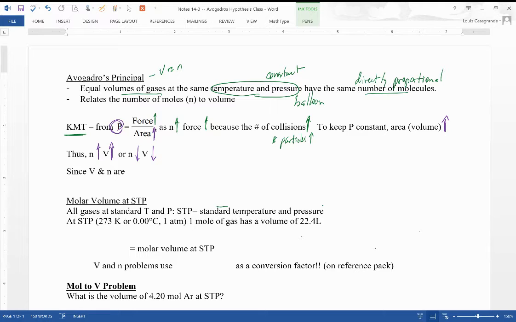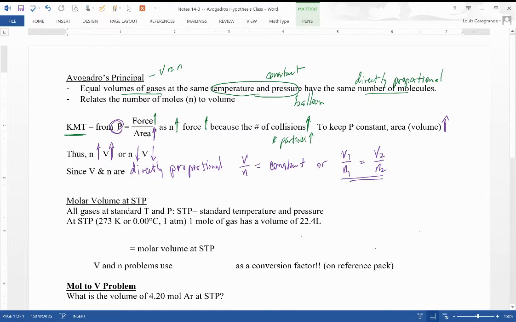So now, since V and N are directly proportional, we have that V divided by N is equal to some constant. Again, this constant is not important, but we can rewrite that thinking in terms of the Boyle's law, Charles's law kind of relationship, that V1 over N1 is equal to V2 over N2.